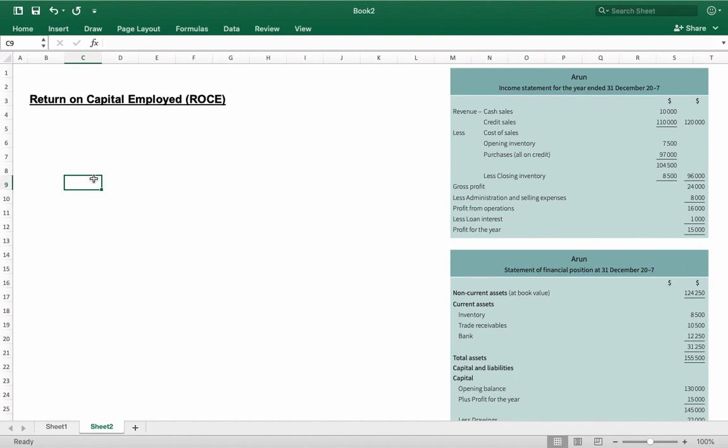Hi, this is Rakesh Kabra with a new accounting video, and in this video we will learn how to calculate a return on capital employed.